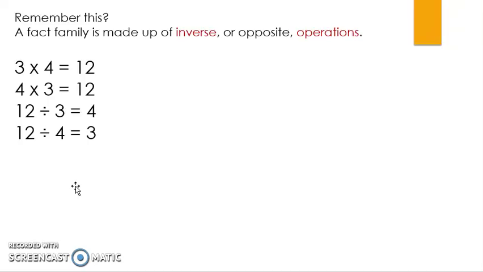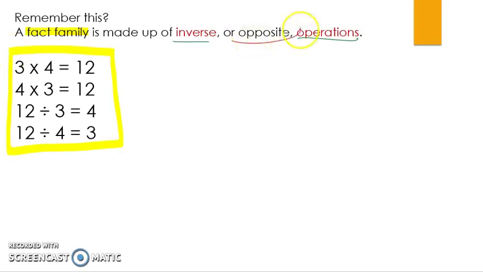Remember this from 4th grade, the word fact family? Well, a fact family is made up of inverse operations. And here we have a nice little fact family. Inverse operations means opposite. So when we say that we have a fact family, it is a group or a family of facts that are made up of opposite operations. But instead of calling them opposite operations, we call them inverse operations.